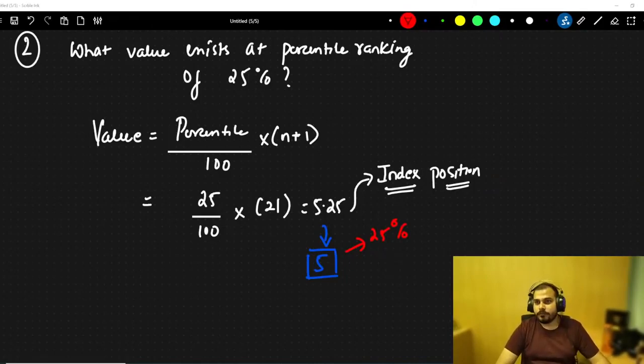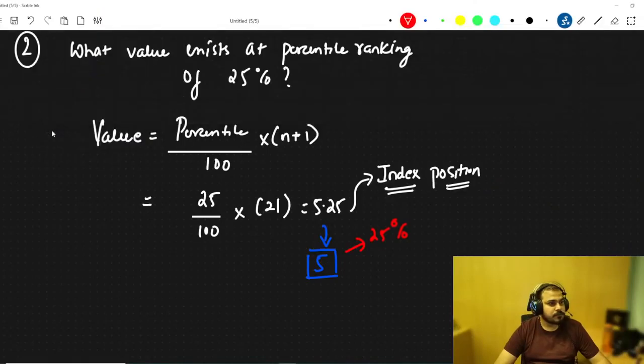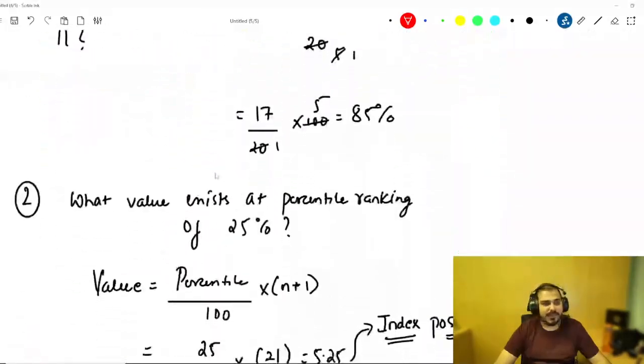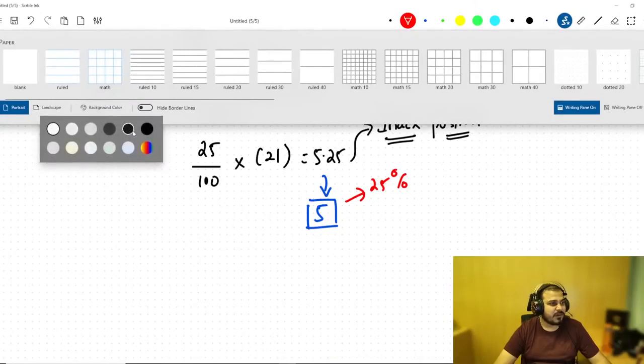Clear or no? Clear or no? You want white background? You want this background, guys? I think black was good, no? Black is nice, no? I like black. Otherwise, I'll also not be able to explain you properly.